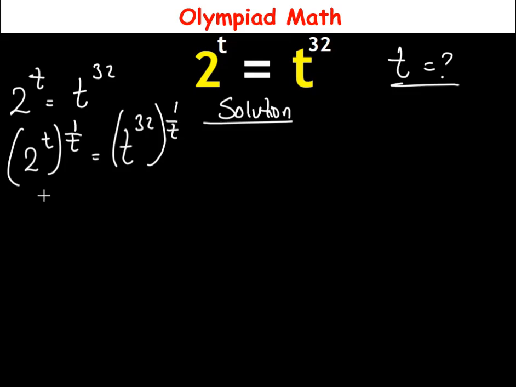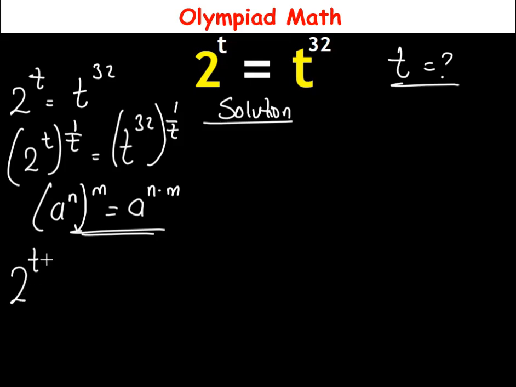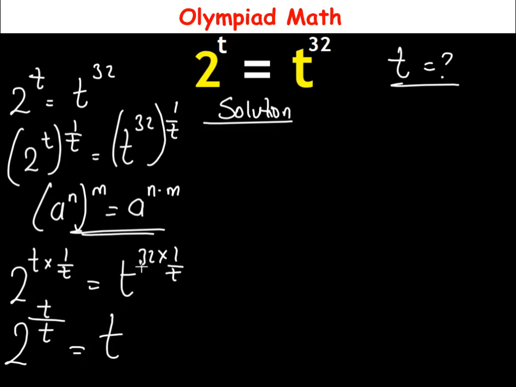At this junction, we're going to apply one of the rules of indices: if you have in brackets a raised to power n, to the power of m, this equals a raised to power n times m. So applying this principle, we're going to have 2 raised to power t times 1 over t is equal to t raised to power 32 times 1 over t. With this, we have 2 raised to power t times 1 is t, all over t, is equal to t raised to power 32 times 1 is 32, all over t.